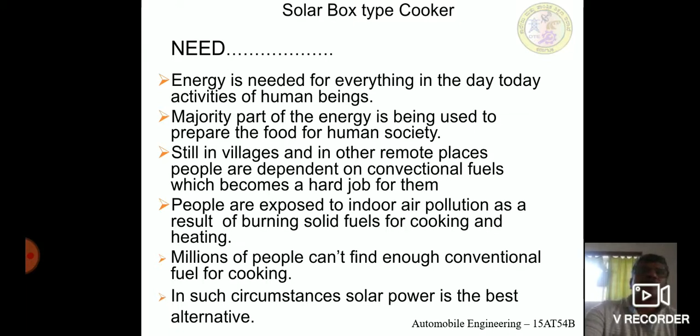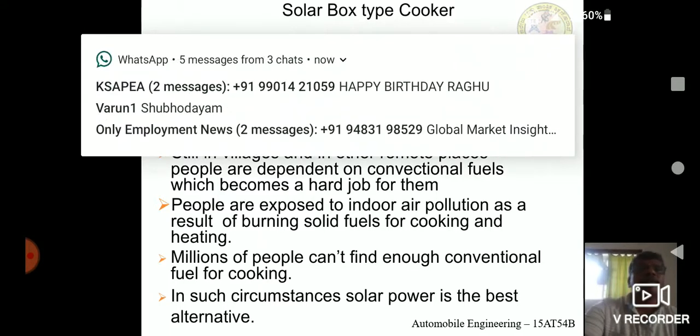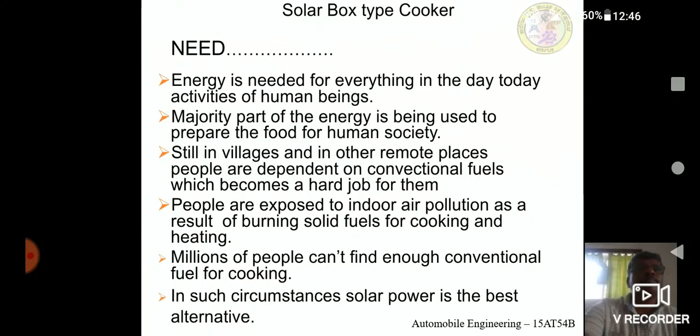The question is, why do we need solar energy? Is there no other energy? Why do we need this? Because energy is needed for everything in the day-to-day activities of human beings. Energy must be there even for transportation of goods, when we want to go from one place to another, or for preparing food. For any other things, we need energy for our day-to-day work.